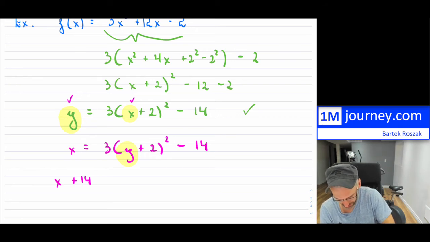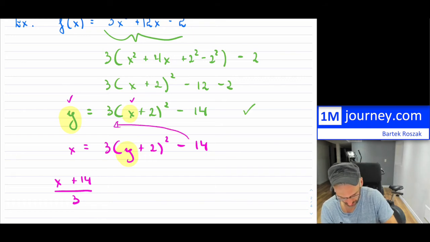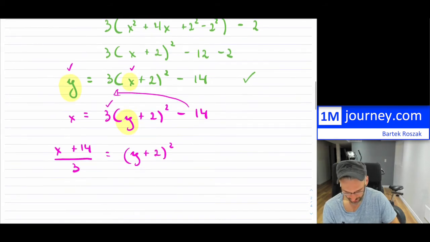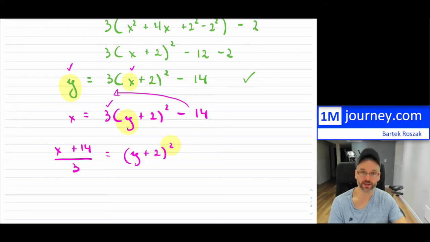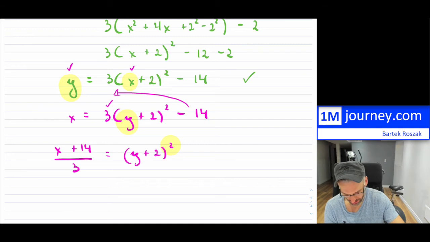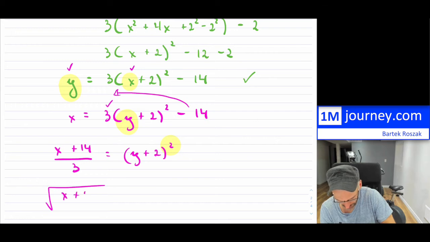Then next I'm going to have to divide by 3. All right, so first I'm going to bring this over. Then I have to get rid of this 3, so I'll divide both sides. So that's going to leave me with this, just so that you can see. Now to get rid of this squared, this is where your exponent rules for solving come in. So now we're going to take the square root.